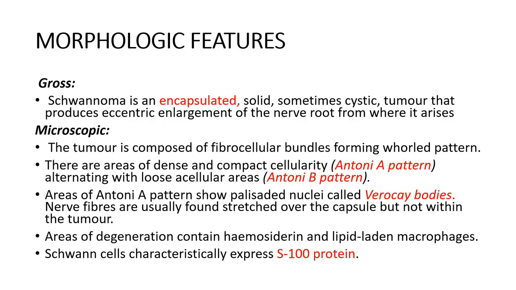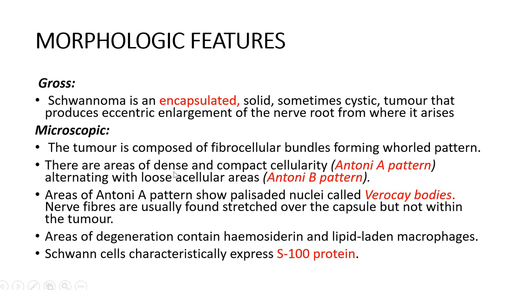Now, how does a schwannoma look grossly and microscopically? Grossly, it is encapsulated. It's very important. It is encapsulated, which means it has a covering on top of it. It is solid and sometimes cystic, and this tumor produces eccentric enlargement of the nerve root from where it arises. So it basically just compresses the nerve, but there is no invasion into the nerve. It is a well circumscribed encapsulated mass, and just eccentrically grows and compresses on the nerve roots.